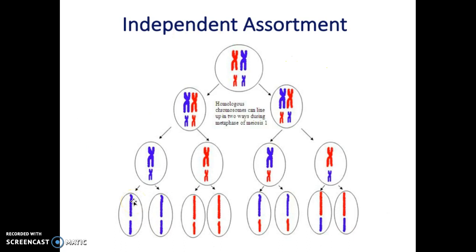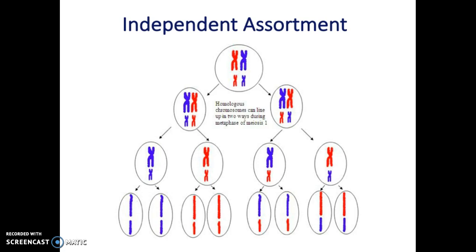The process of producing a gamete itself gives you a unique combination of different chromosomes. So for a human, the 23 chromosomes within one gamete could be any combination of 23 chromosomes.